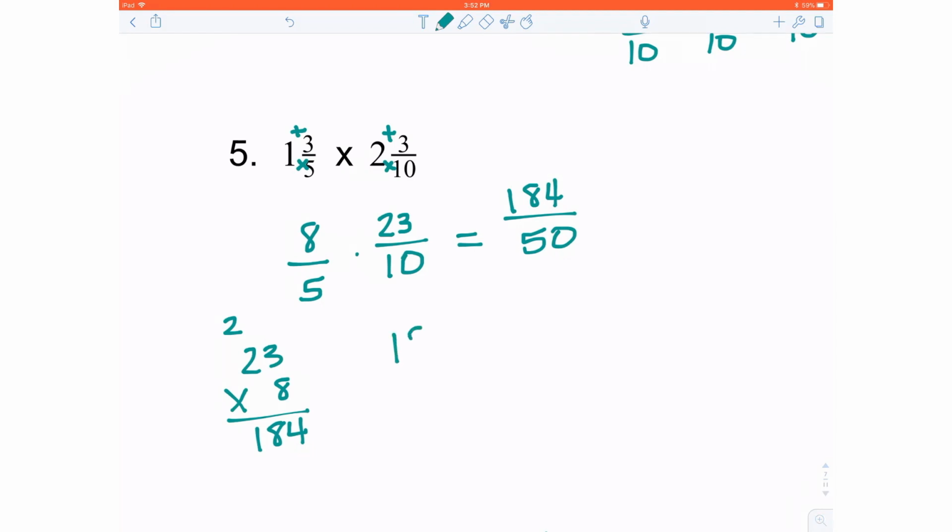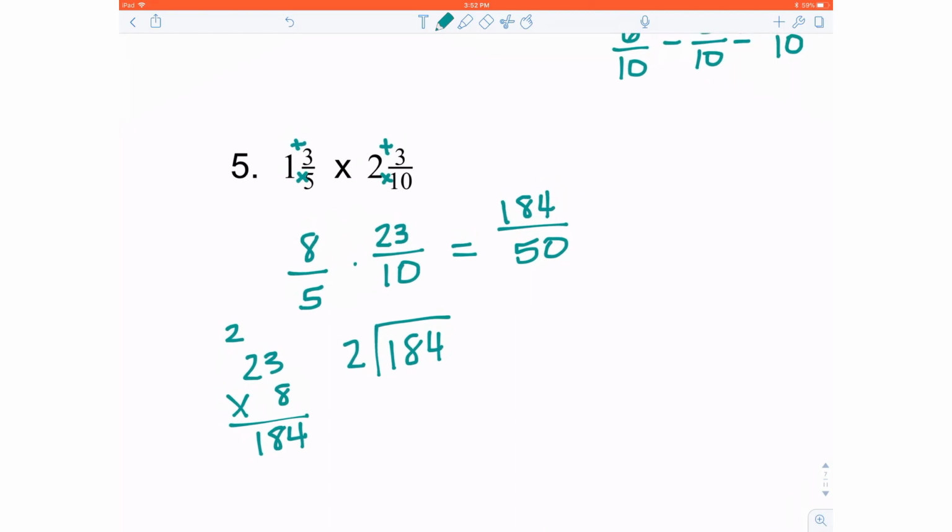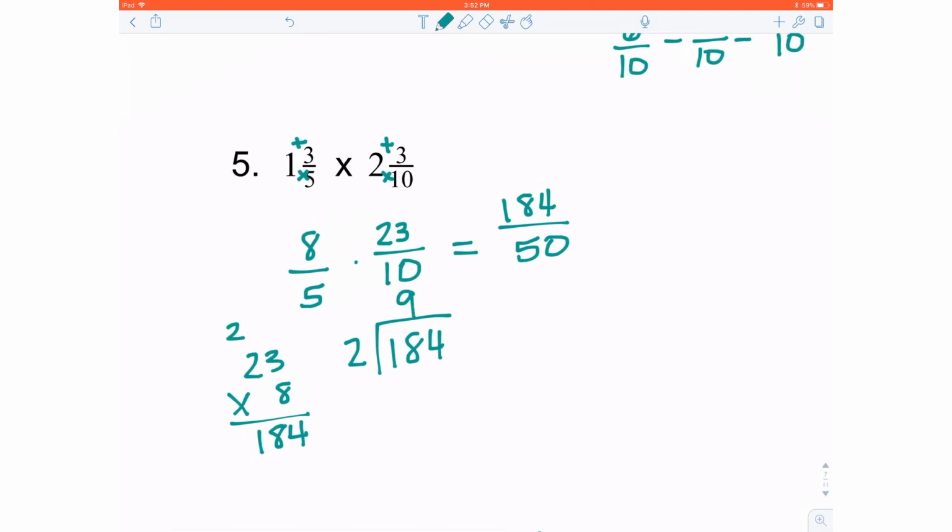So let's do 184. Let's work this one out. So 2 goes into 18 9 times. 2 times 9 is 18. 18 minus 18 is 0. Bring down the 4. 2 goes into 4 2 times. 4 minus 4 is 0. There we go. So this is 92.